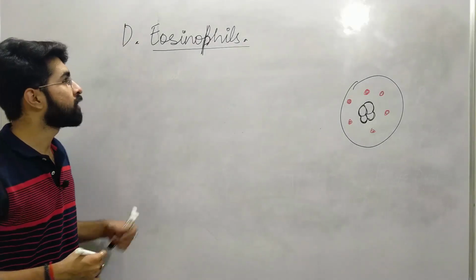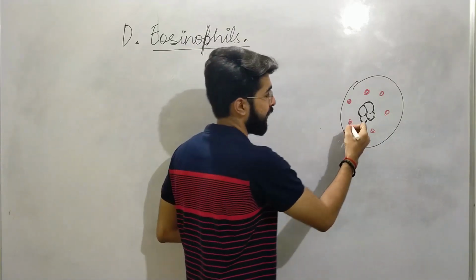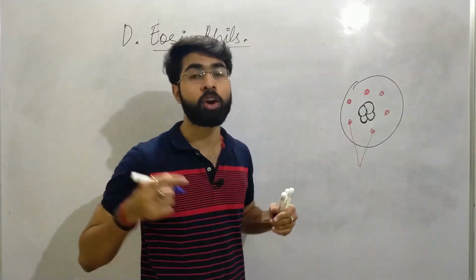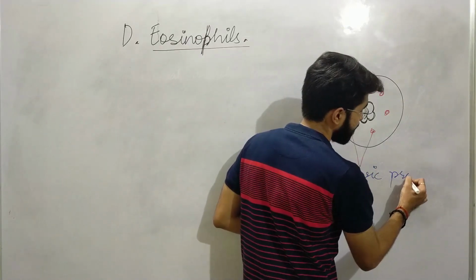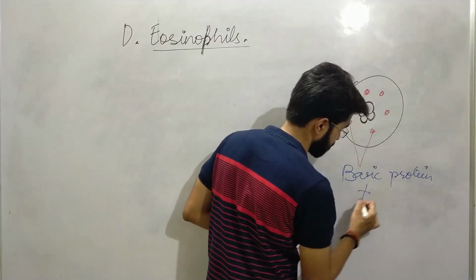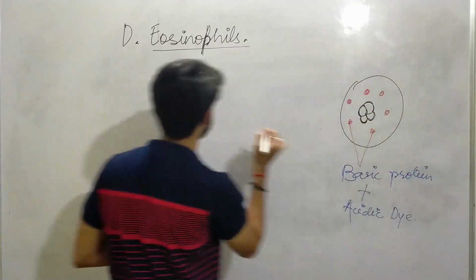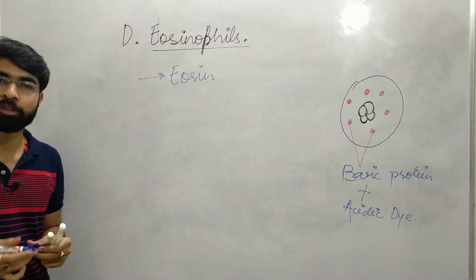Now we'll talk about eosinophils. Okay, so now coming to eosinophils. This is a small diagram of an eosinophil. The granules in the eosinophils contain toxic basic proteins, and these basic proteins bind to acidic dyes, and the acidic dye is eosin. That's why it is named eosinophils.